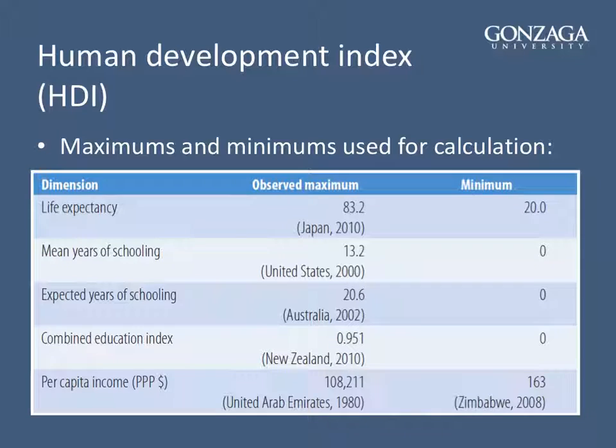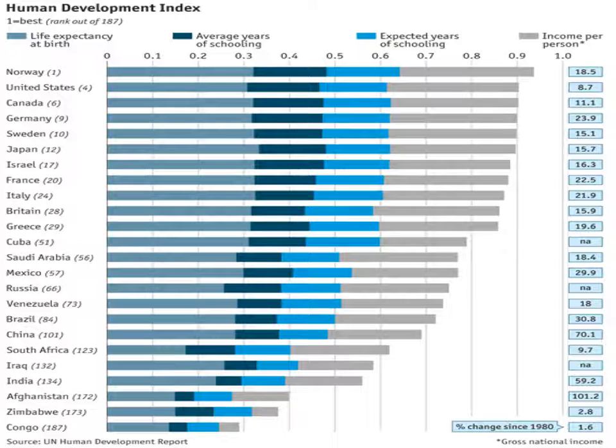And to give you some examples of the maximum, Japan has the highest life expectancy. The US has the highest expected years of actual years of schooling. Australia has the highest expected years of schooling. The highest combined is New Zealand, right? And the richest is UAE. So you can look at this over time, how their categories are each made.